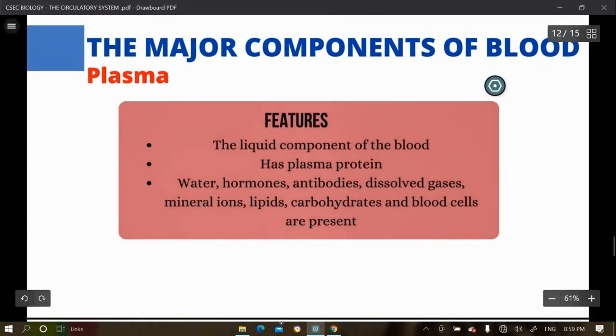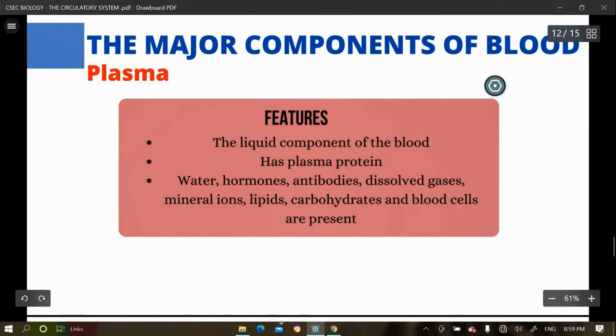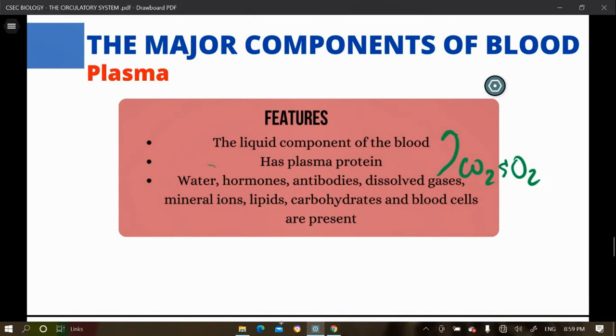Now finally we have plasma, and that's the liquid component of the blood. And the plasma has a lot of things. It has proteins, it has hormones, it has water, it has antibodies produced by lymphocytes, of course. You have dissolved gases, which may include carbon dioxide and oxygen, O2. Mineral ions, and there are a myriad, but the one that I mentioned earlier was the Ca2+ ion, which helps to clot the blood. Also has lipids, carbohydrates, like glucose.